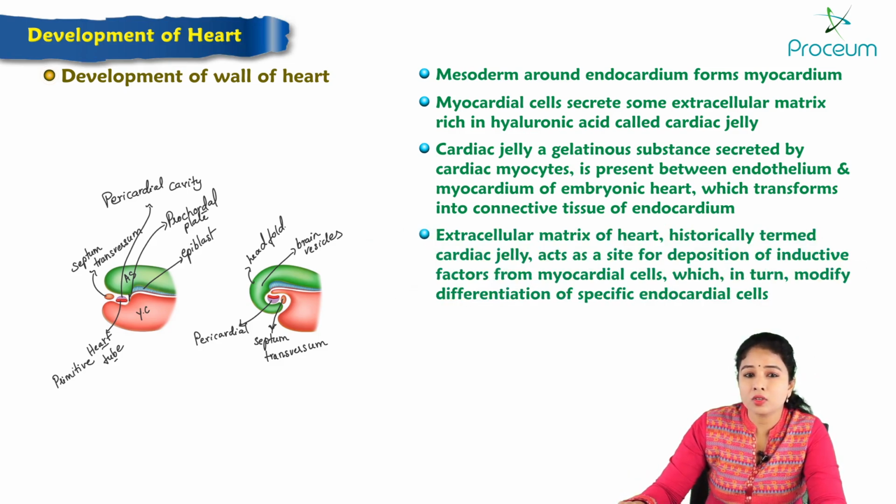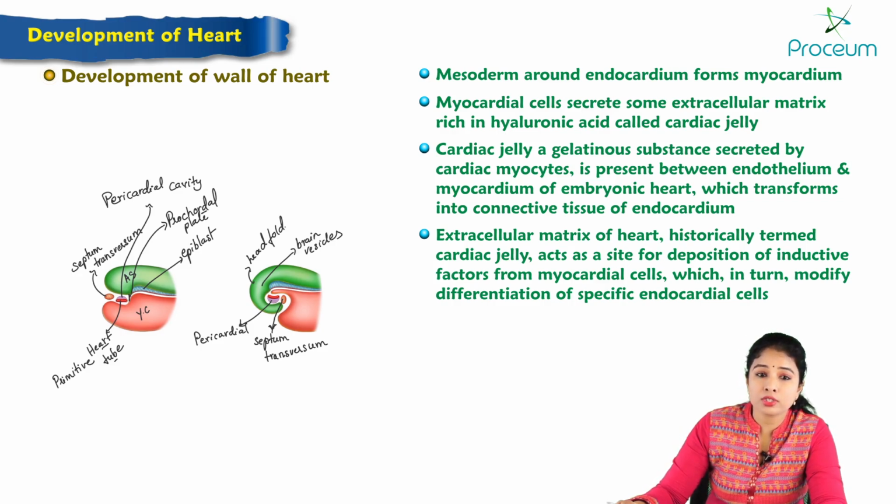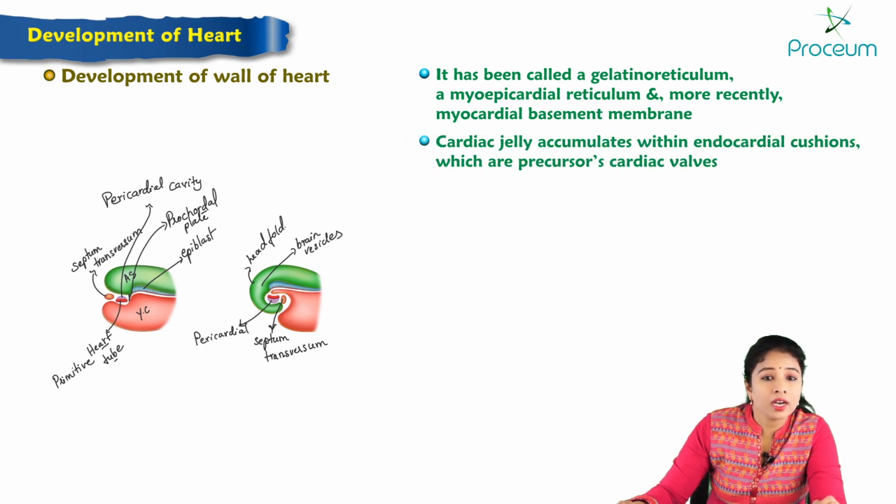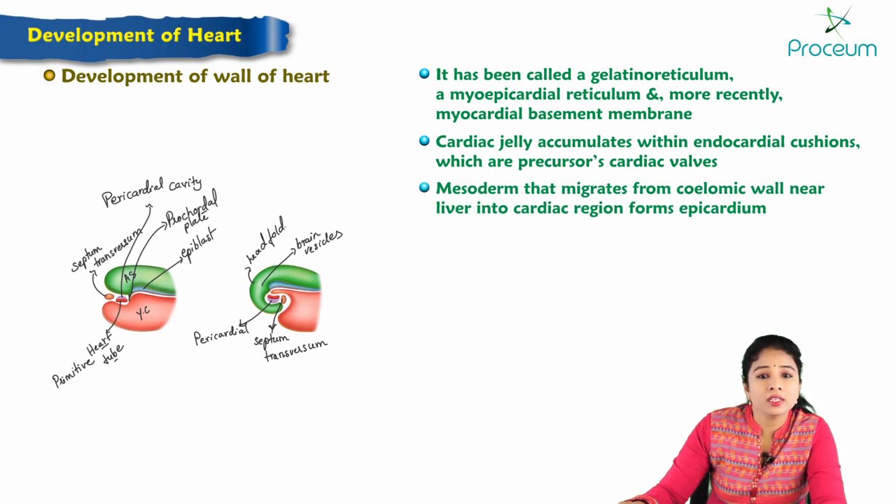The extracellular matrix of the heart, historically termed the cardiac jelly, acts as a site for the deposition of inductive factors from the myocardial cells, which in turn modify the differentiation of specific endocardial cells. It has been called the gelatinoreticulum, the myoepicardial reticulum, and more recently the myocardial basement membrane. The cardiac jelly accumulates within the endocardial cushions, which are the precursors of the cardiac valves, and mesoderm migrates from the coelomic wall near the liver into the cardiac region, forming the epicardium.